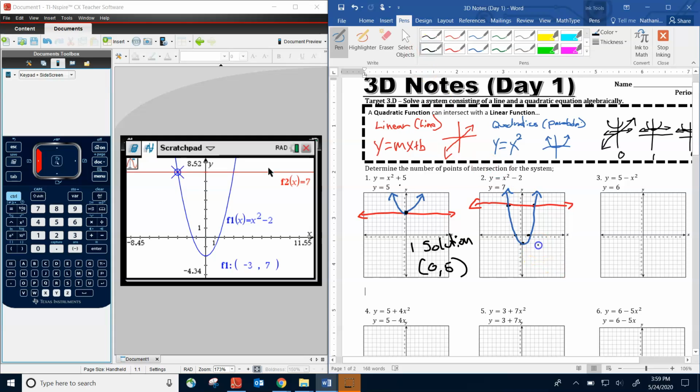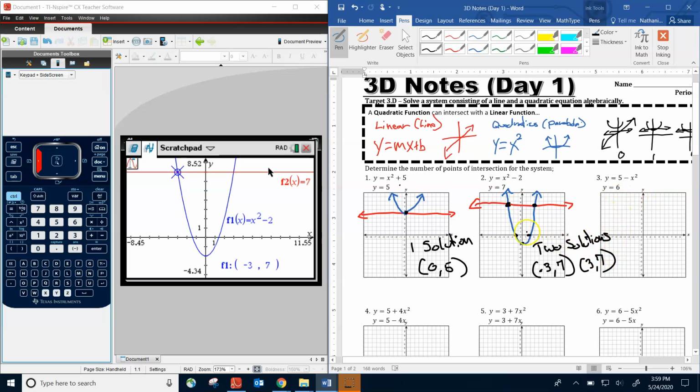Now, I have 2 solutions. Well, why do I only have 2 when you see all these 5 dots? Remember, we're only recording where the linear and the quadratic cross each other, where they intersect. So we have one solution here, which was at (-3, 7), and the other one was on the opposite side at (3, 7).